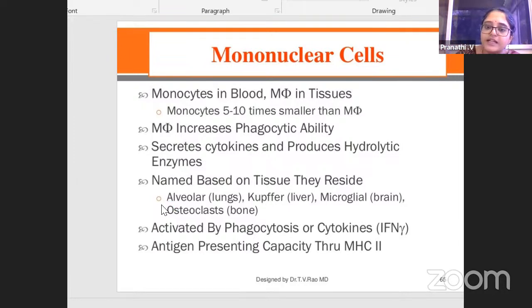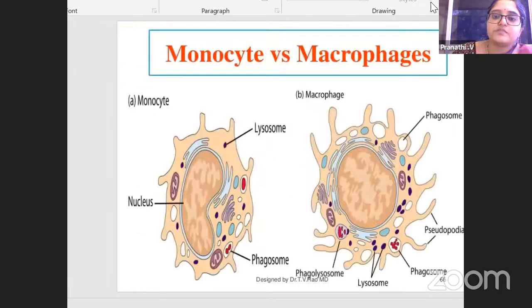So how do they get activated? By either cytokines, for example gamma interferon, or different kinds of phagocytic action. They are then presented to the major histocompatibility complex 2. We will come to that some time later. We have two kinds of complexes, MHC1 and MHC2. So these are the monocytes that are present.